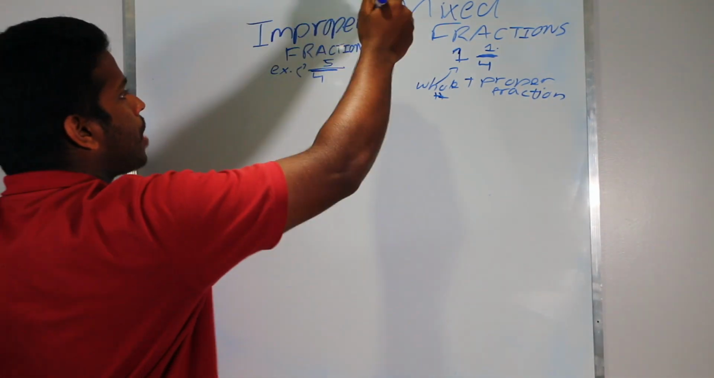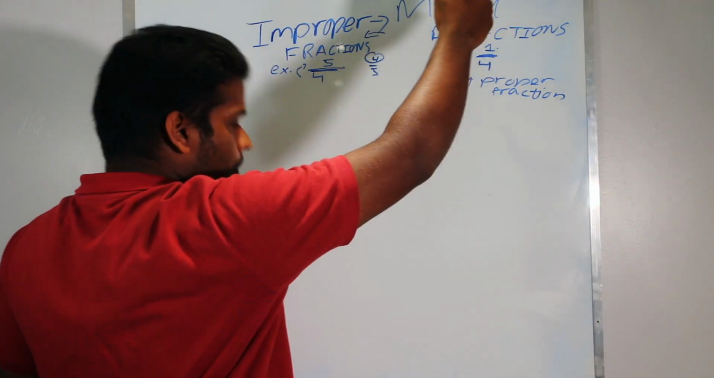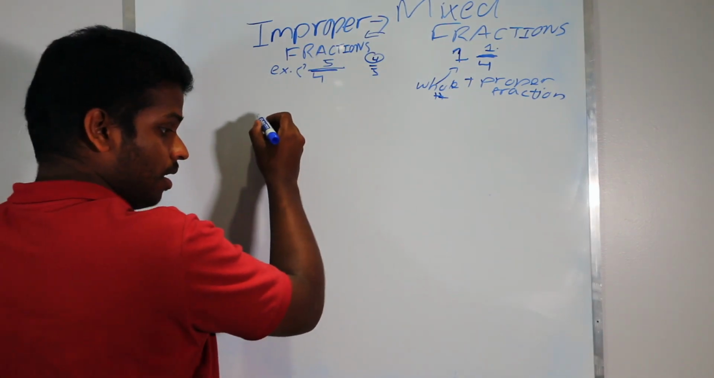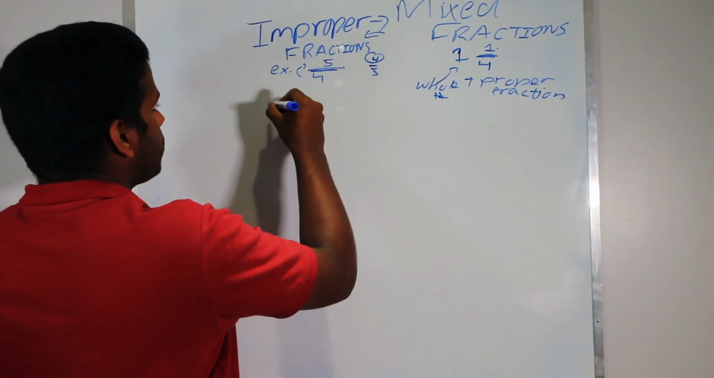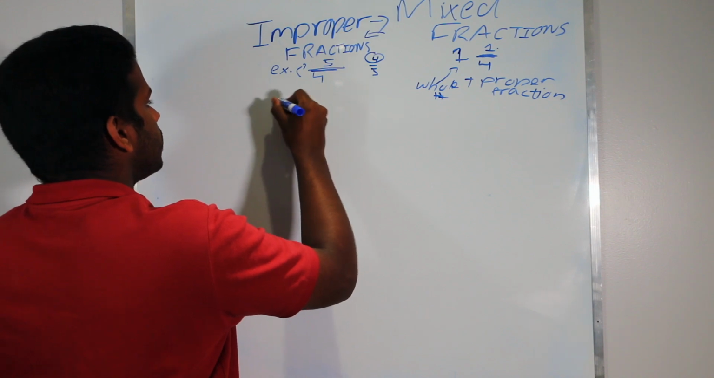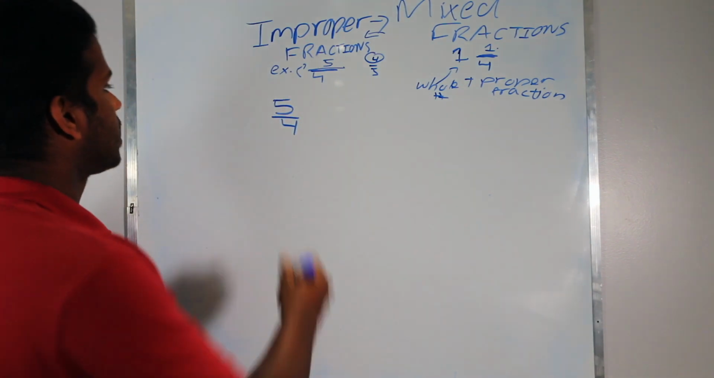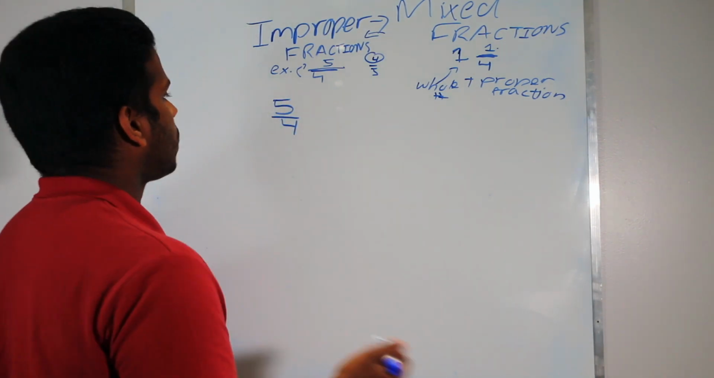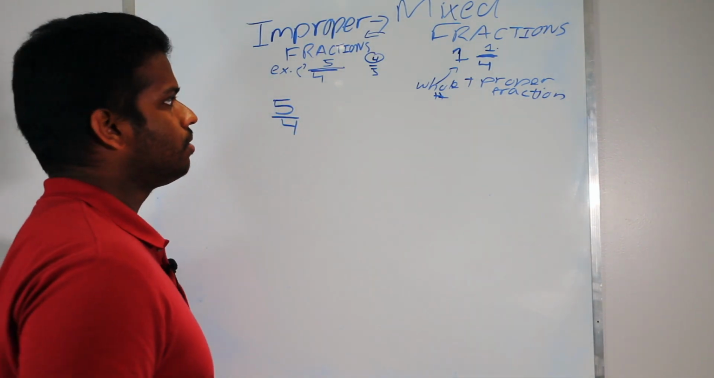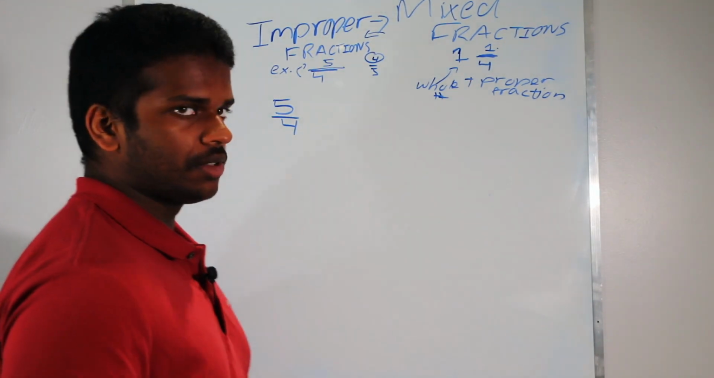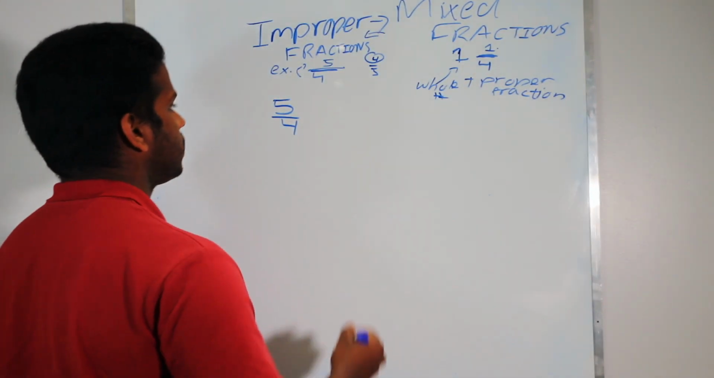So let's start with converting improper fractions to mixed fractions. We will use the example we have here: 5 over 4. This is an improper fraction because 5 is greater than 4. So how do we convert this into a mixed number? We are going to use our long division method.